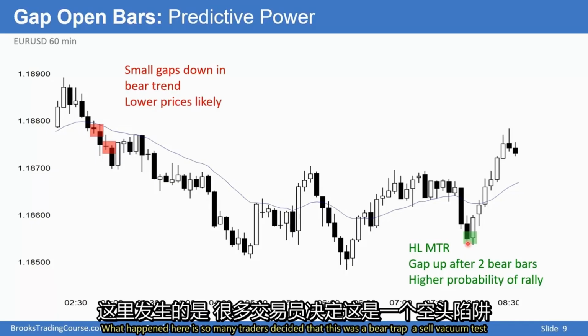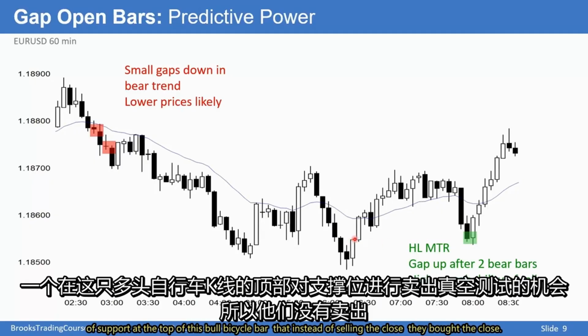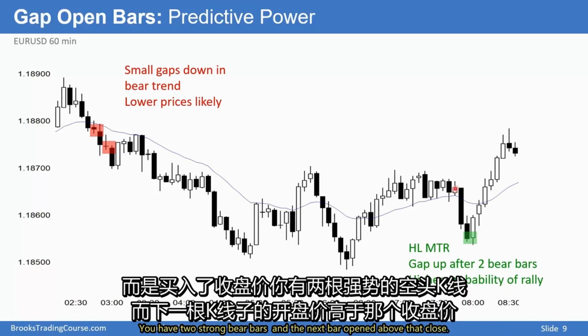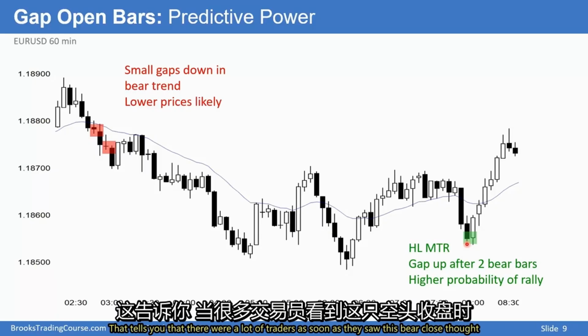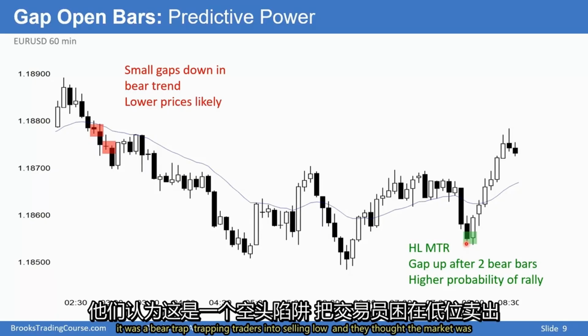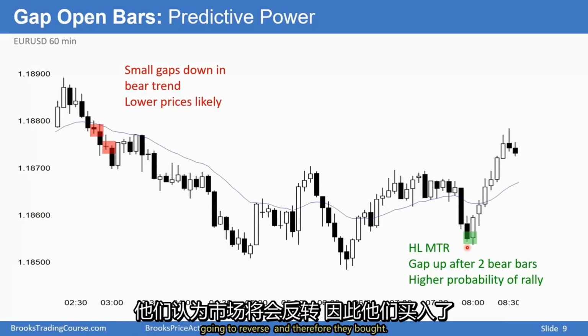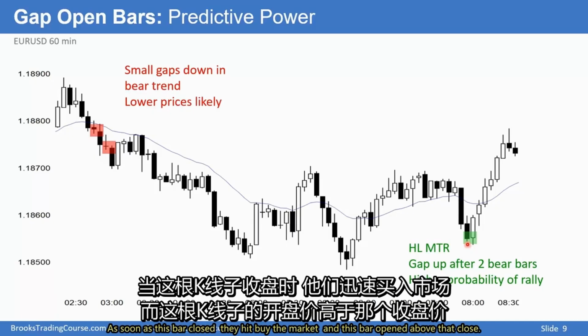What happened here is so many traders decided that this was a bear trap, a sell vacuum test of support at the top of this bull buy signal bar, that instead of selling the close, they bought the close. You have 2 strong bear bars, and the next bar opened above that close. That tells you that there were a lot of traders who, as soon as they saw this bear close, thought it was a bear trap, trapping traders into selling low, and they thought the market was going to reverse, and therefore they bought. As soon as this bar closed, they hit buy the market, and this bar opened above that close.